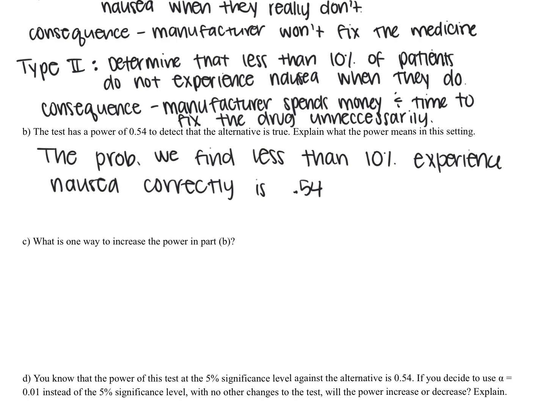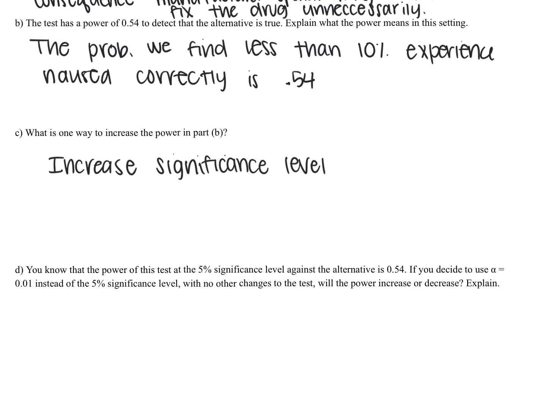So what's one way to increase the power in part B? So we kind of talked about this. If you want to increase power, you increase your significance level. So that would mean you're even more likely to find less than 10% experience nausea correctly. But it also makes you more likely to create a type 1 error.